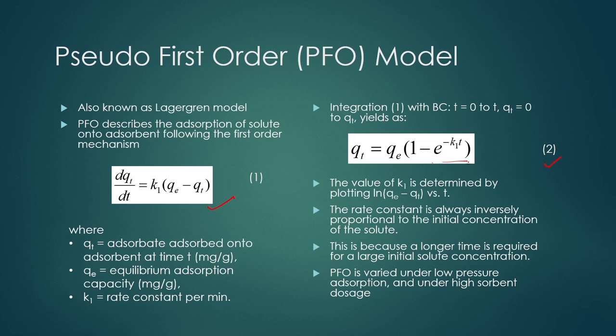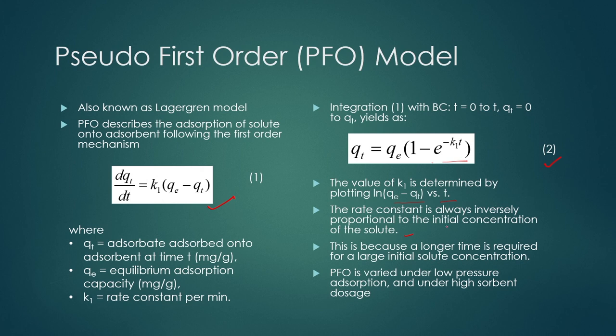And the value of k1 in equations number 2 and 1 is called the rate constant, and this rate constant can be determined by plotting equation number 2 with ln of qe minus qt on the y axis and t on the x axis. So, if you draw the graph of ln qe minus qt versus t, then you will be able to find out the rate constant. And this rate constant is always inversely proportional to the initial concentration of the solute, that you have to remember. And also this constant will vary under low pressure adsorption and under high sorbent doses.